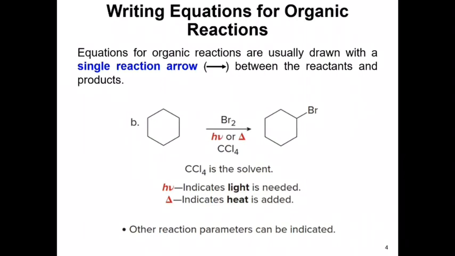You can also include reaction parameters in the reaction equations. You can include reagents above or below the arrow. So for example, here we have bromine gas as a reagent reacting with cyclohexane to form bromocyclohexane. You can also include other reaction parameters like light, which is indicated by the symbol hν, or delta, which indicates that heat was added. You can also include parameters like the solvent that you use, such as CCl4 or tetrachloromethane.